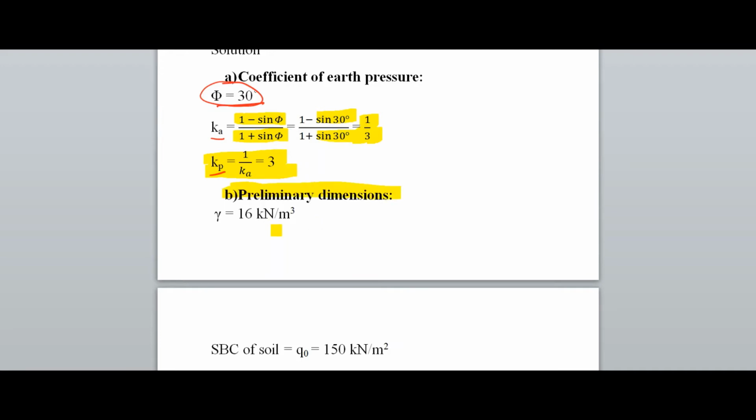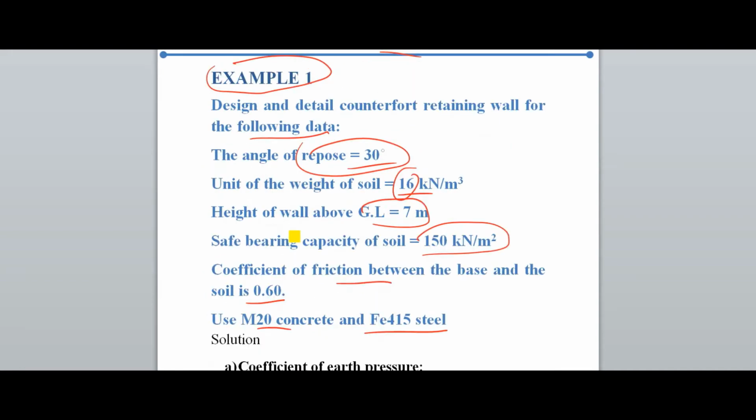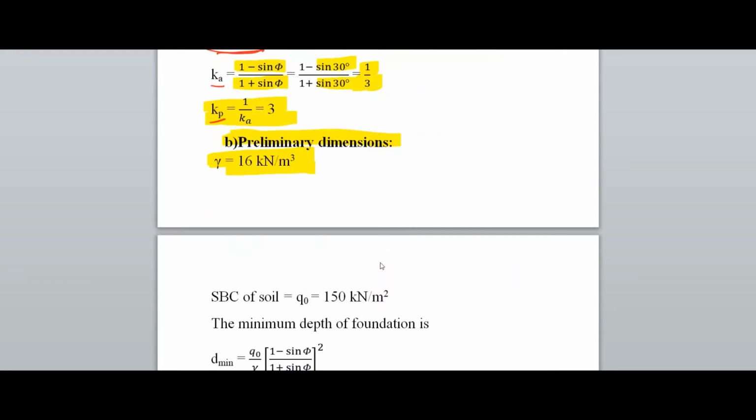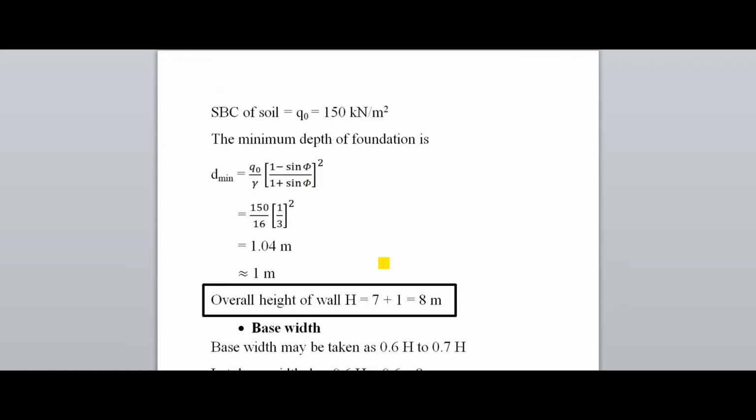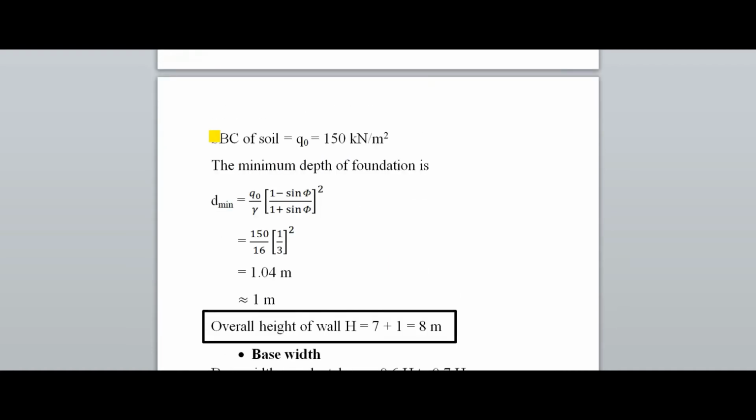Now we have to decide the preliminary dimensions. First of all, we have to decide the dimensions of the stem as well as the slab and counterfort. We have gamma as 60 kN per meter cube, the weight of soil, which is given. And the SBC of soil is 150 kN per meter square. These both things are given.